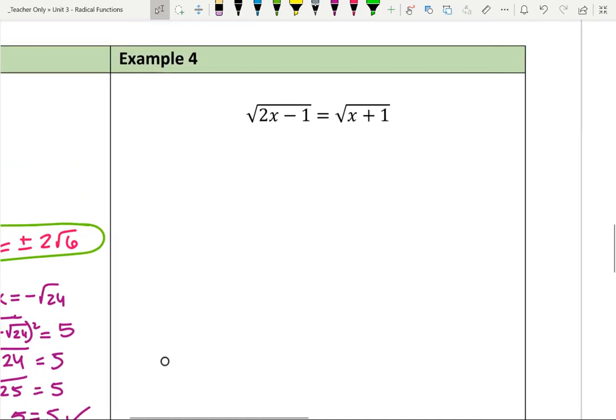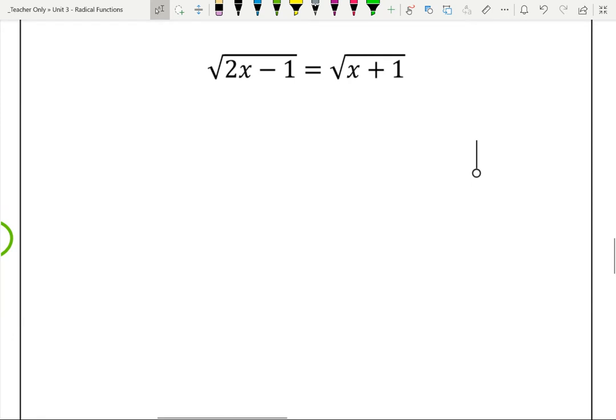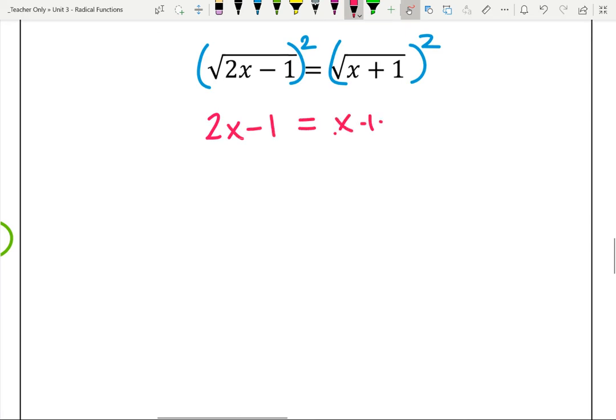Example 4. Ooh, this time we've got 2 radicals, 2 radicands, and nothing's really moving in and out of those radicals. We can't combine square roots through addition or subtraction, but we can break square roots using squaring. So that's where we're going to start. So with both of these, once we apply that square, we're left with just the radicand. So we're left with 2x minus 1 is equal to x plus 1.